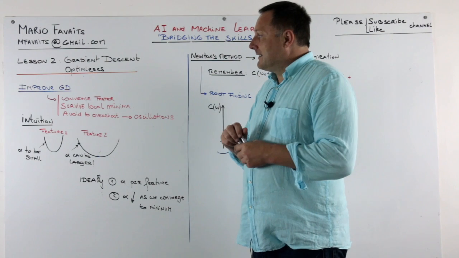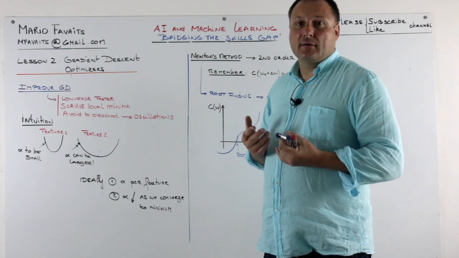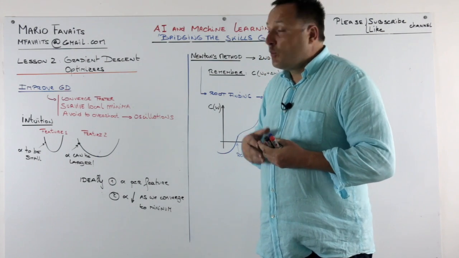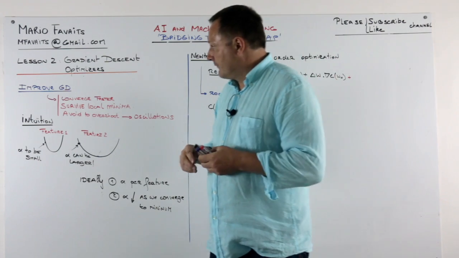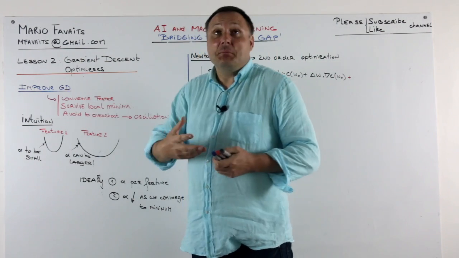Okay, now we know what gradient descent is. We're going to look at ways to improve gradient descent. Yeah? So make gradient descent better. How can we do that? What does it mean, make it better?